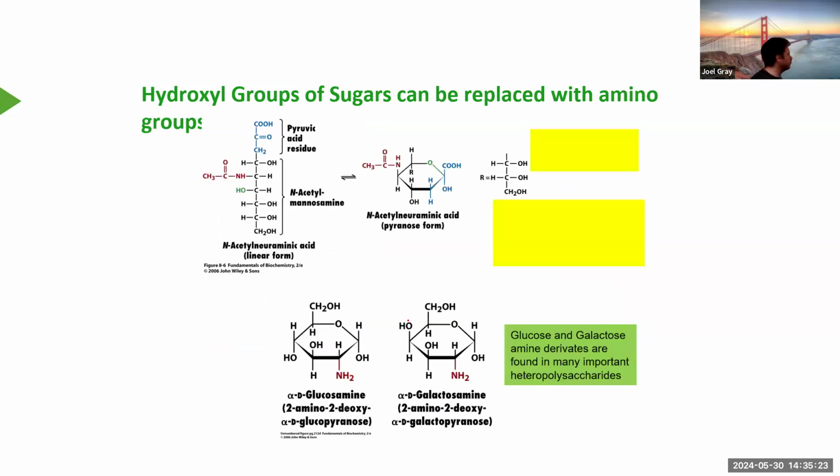Okay, hydroxyl groups of sugars. I want you to think about those hydroxyl groups of sugars as being a place where something can happen to them. And that something is either they can be phosphorylated, so that hydroxide group can be replaced by a phosphate. Alternatively, as in the case of something like glycogen, that hydroxyl group can be replaced by a polymer of glucose. Now, those hydroxyl groups of sugars can be replaced with amino groups as well.